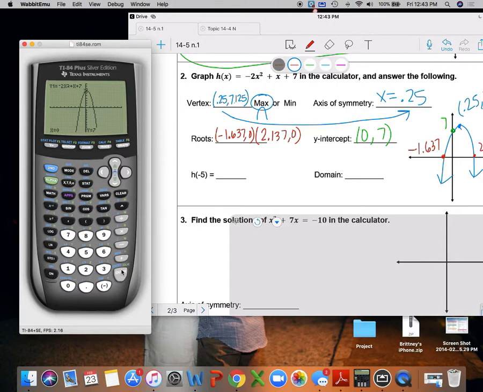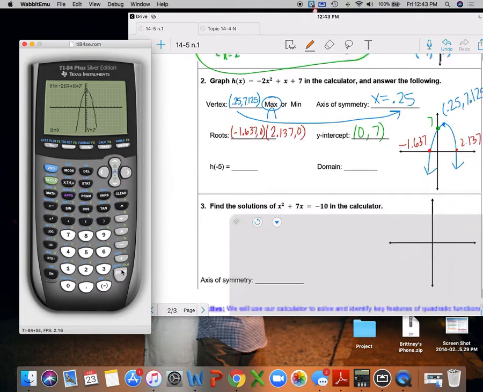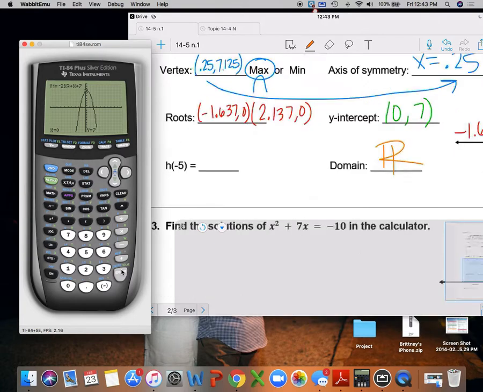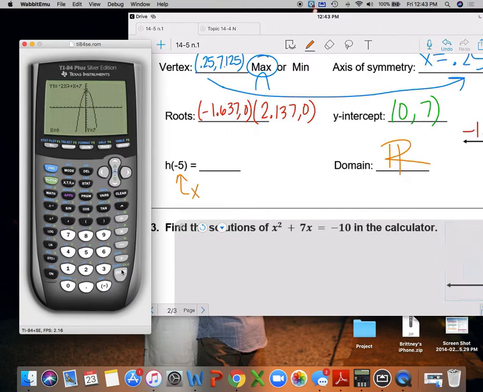So there's everything I've found so far on my graph. Okay, two more things they want us to find. Domain for all quadratics is always all reals. And then h of negative 5, they're giving me an x value inside the parentheses. So again, if I do second trace, value, I want to know when x is negative 5 and click enter. It shows me right here when x is negative 5, y is negative 48.